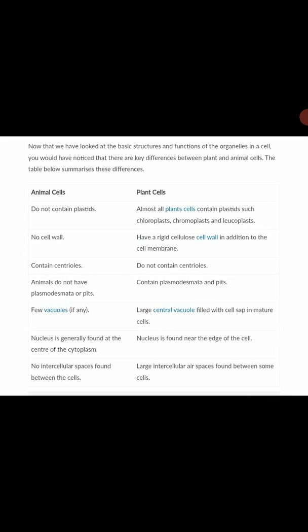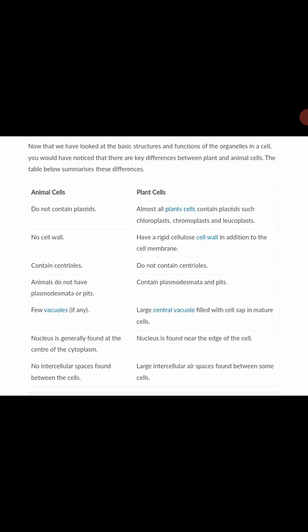Okay, now we have looked at the basic functions and structures of the organelles in a cell. We want to look at the key differences between plant and animal cells. They're more than these, but we just picked out the key differences. The first one: animal cells don't contain plastids.